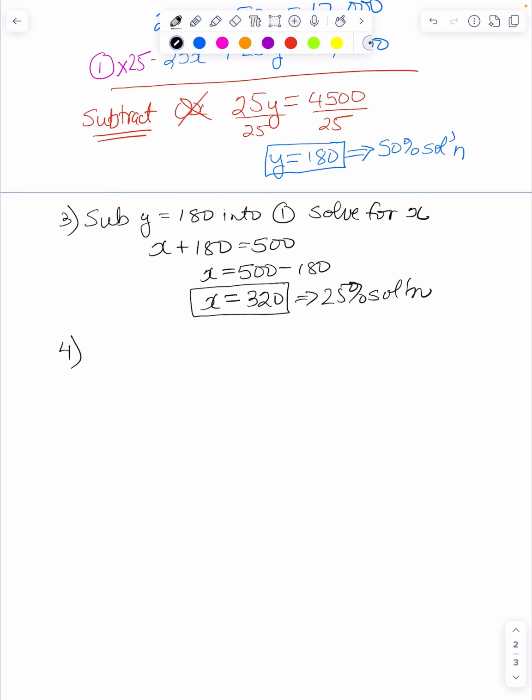Next step, what we need to do is our check. Step number 4 is to do our check. The first check that we're going to do is the volume. X plus y is 320 plus 180, and that gives me 500. So I know that the volume works.